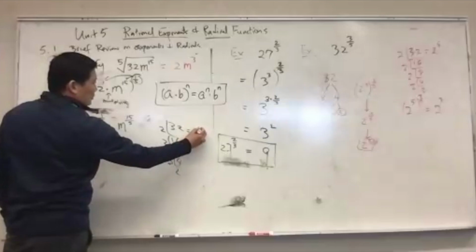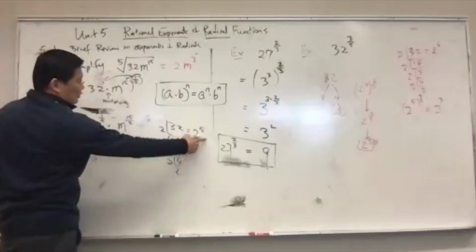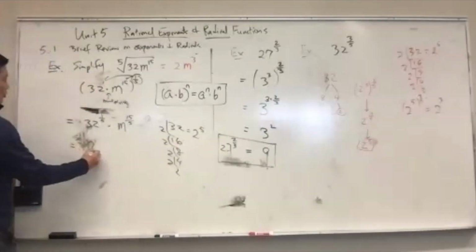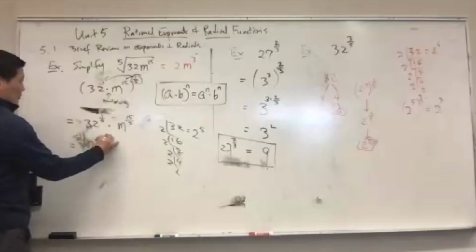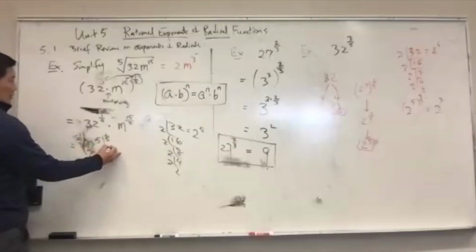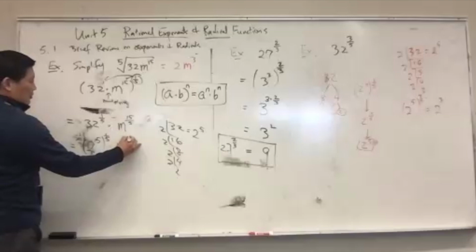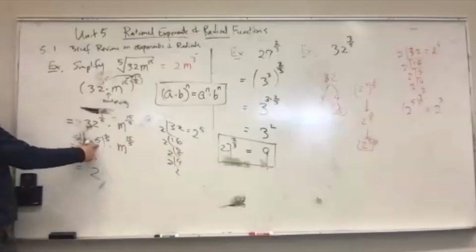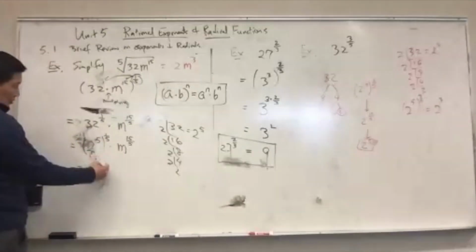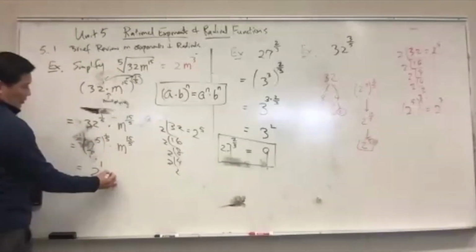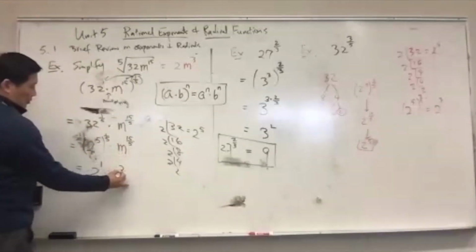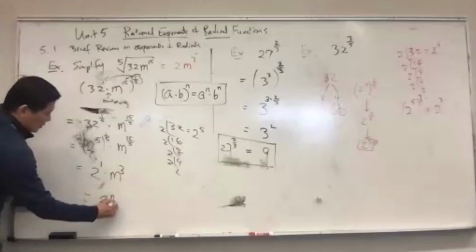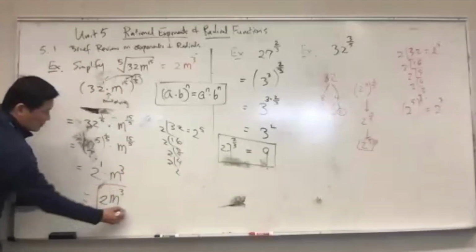So this is 2 to the 5th power. So I get 2 to the 5th power to the 1/5, right? Times m to the 15/5. Then I get 2 to the 1/5 power times 5, so it's just 2 to the 1. And this is m to the 5th power, so it's 2m to the 3rd power.